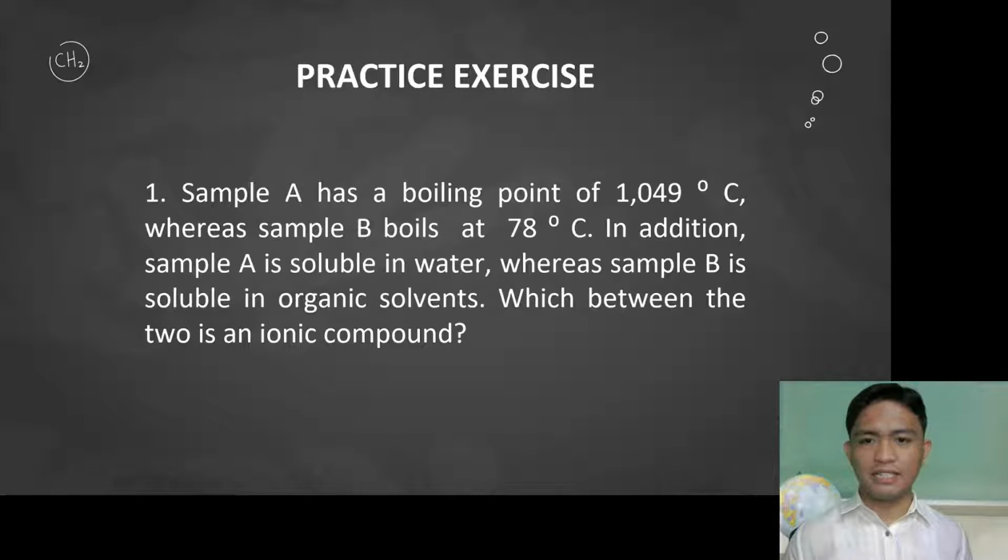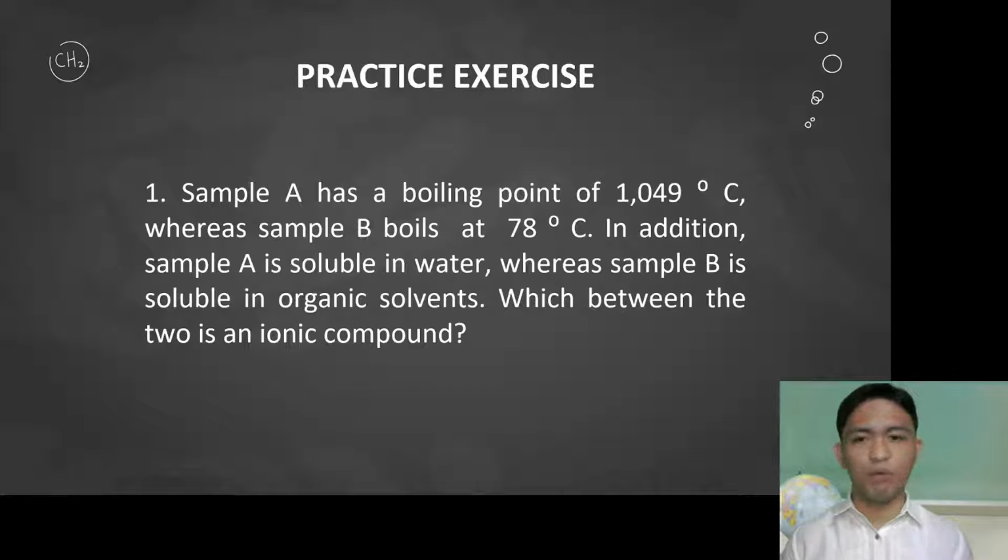Okay? So, let's read the problem first. Sample A has a boiling point of 1049 degrees Celsius, whereas sample B boils at 78 degrees Celsius. In addition, sample A is soluble in water, whereas sample B is soluble in organic solvents. Which between the two is an ionic compound?